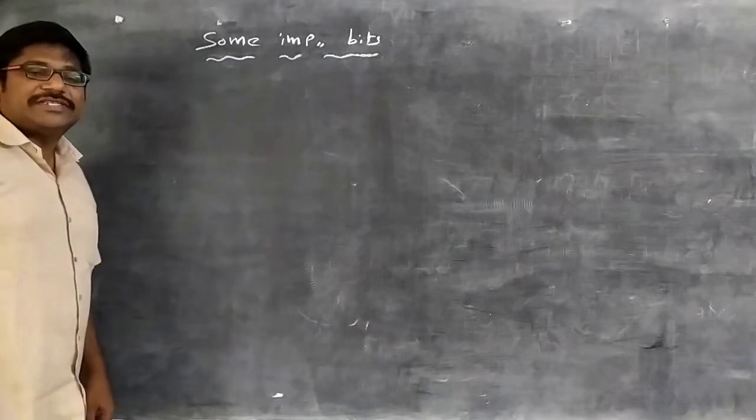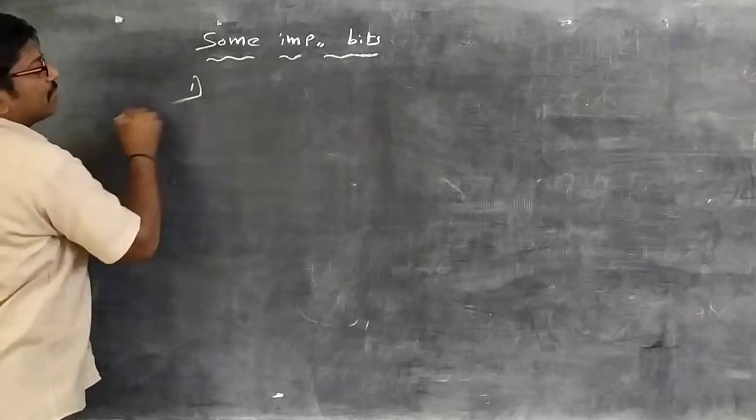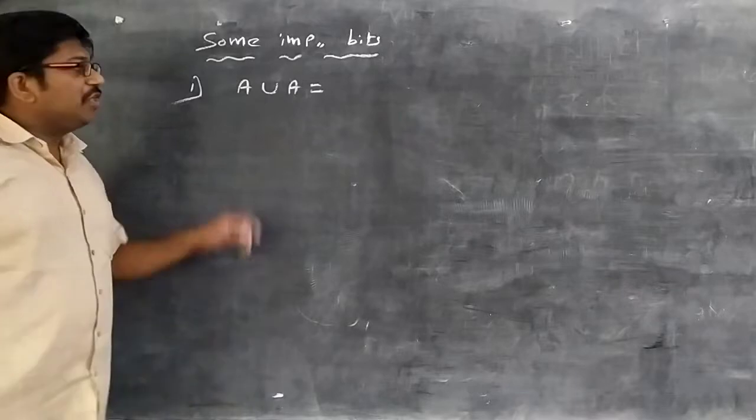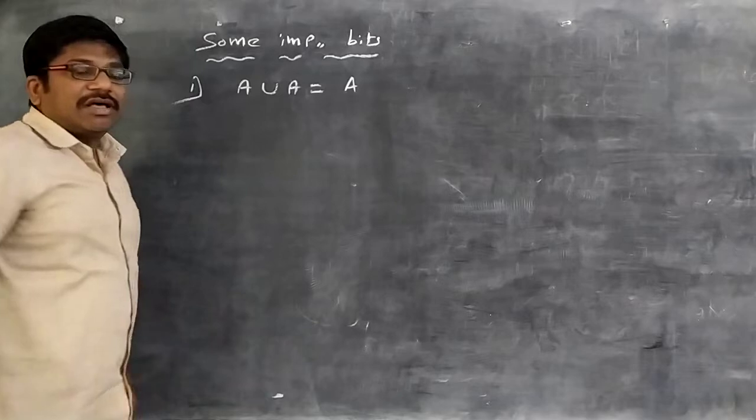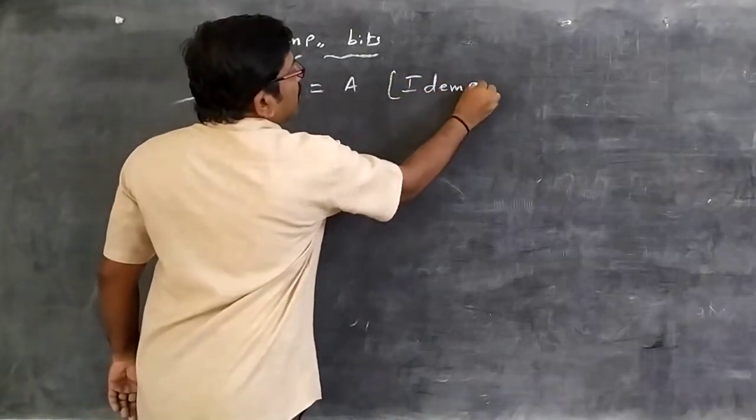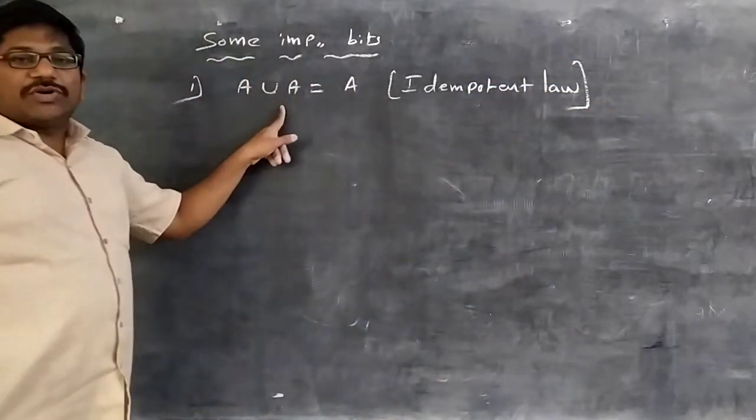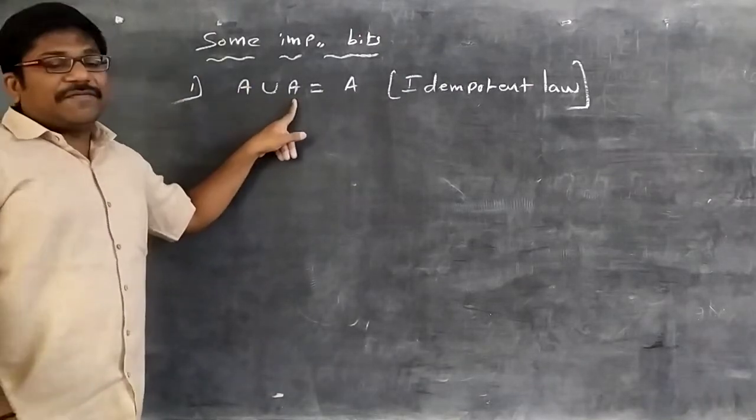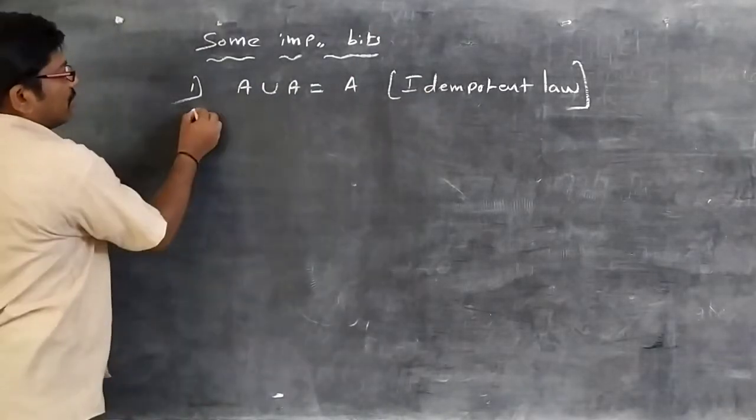Now some important points under union, the operations under union. The first one: A union A is equal to, what can you say about A union A? A union A is equal to A. It is a highly important law. The union of the elements of A with itself gives A. It is known as the idempotent law.